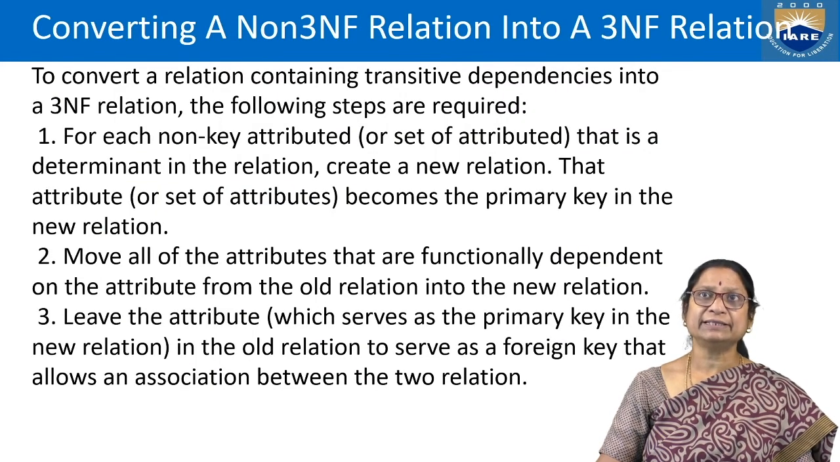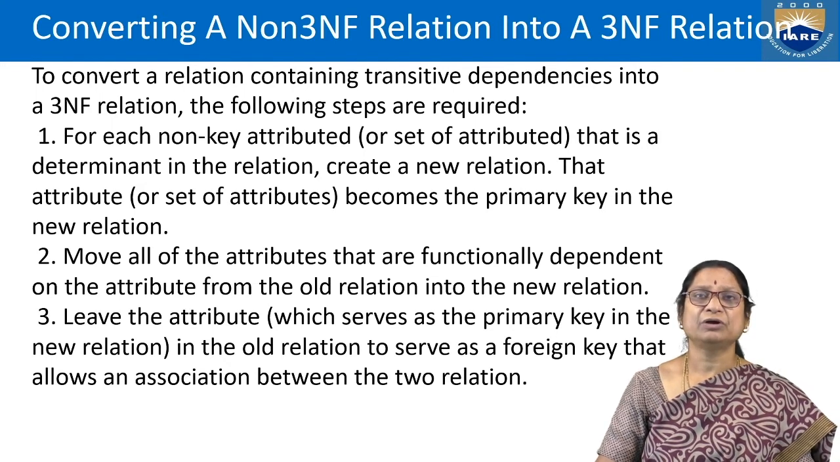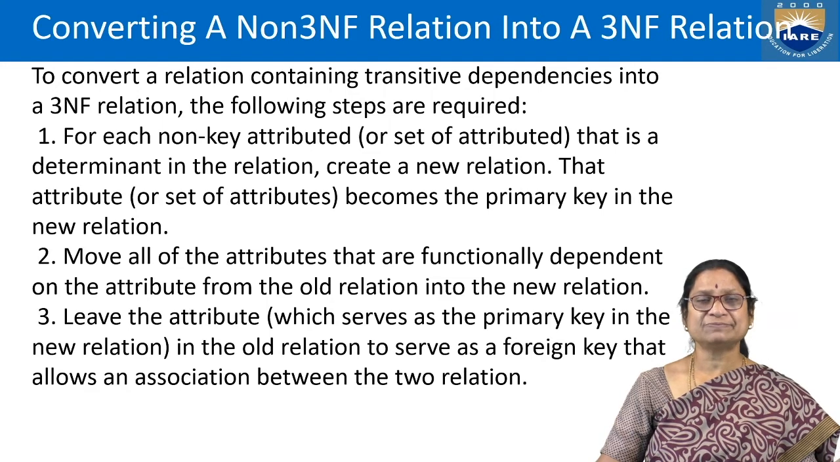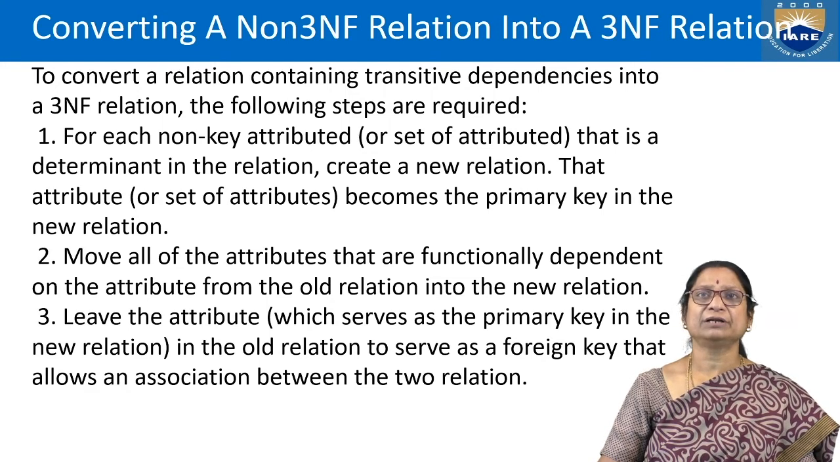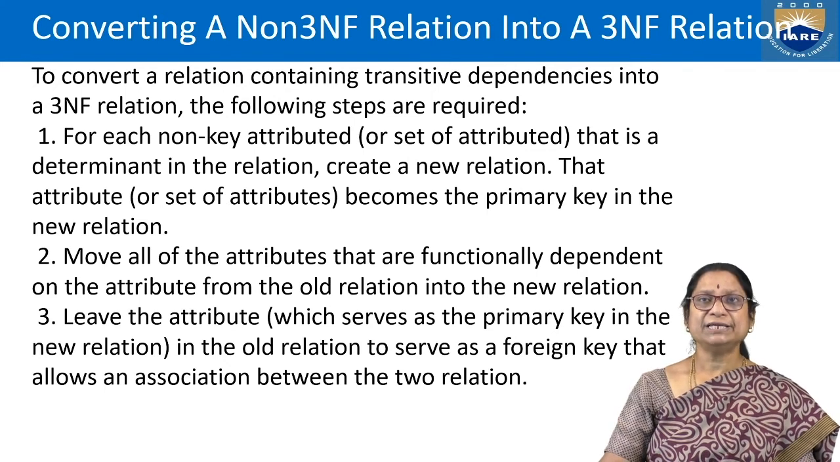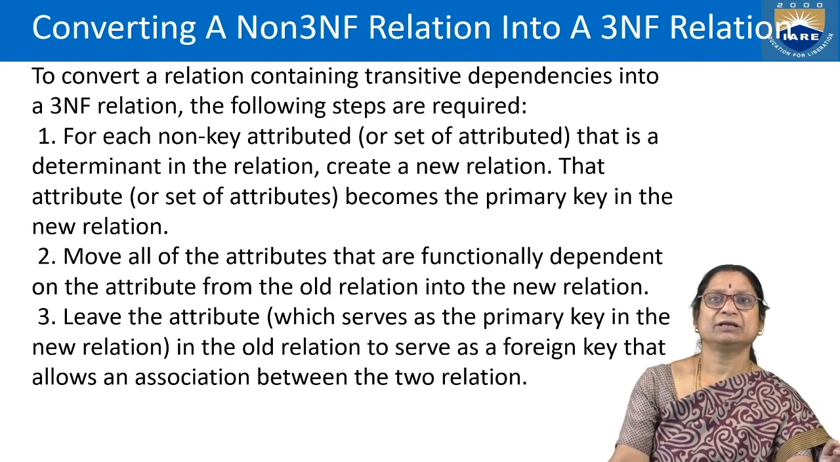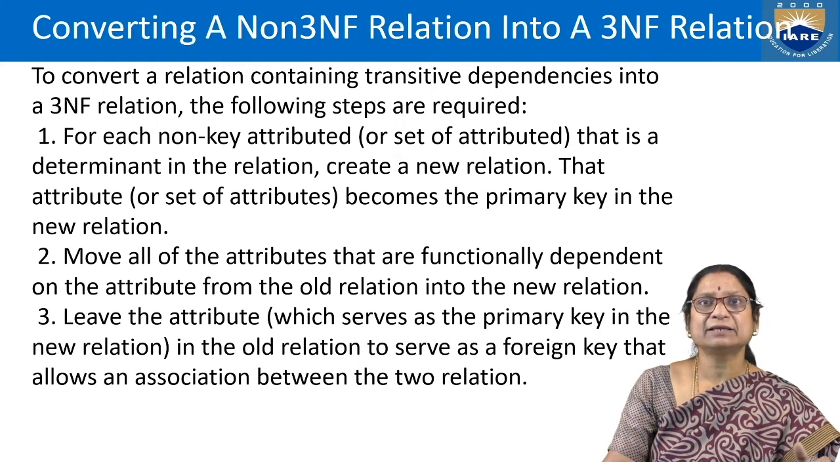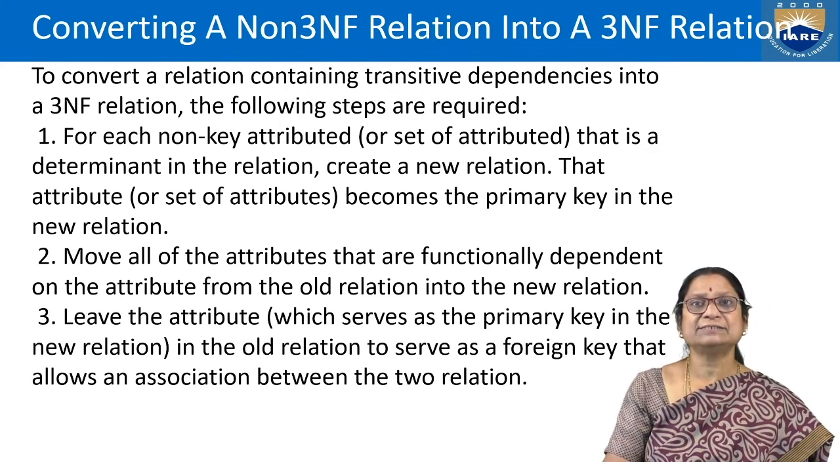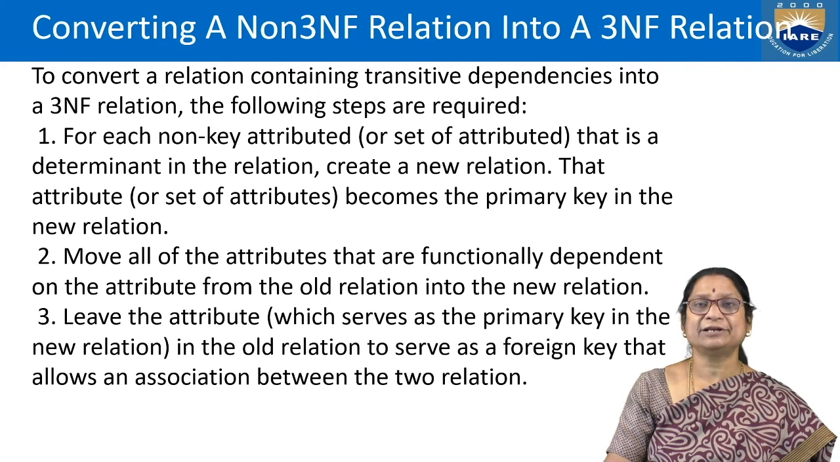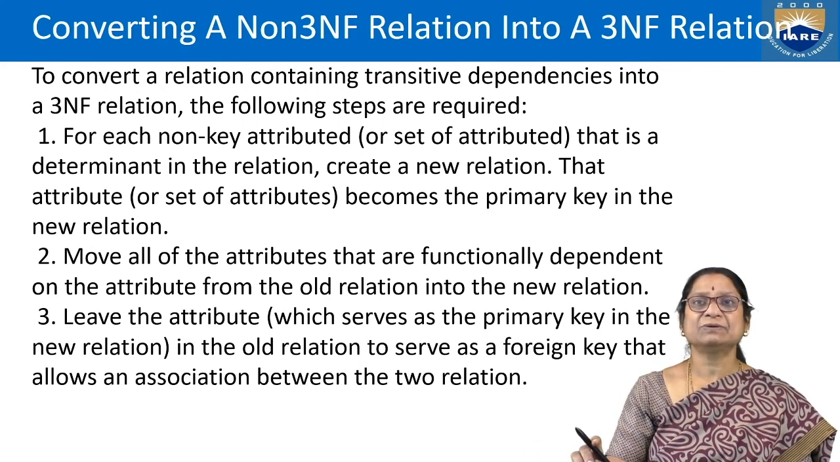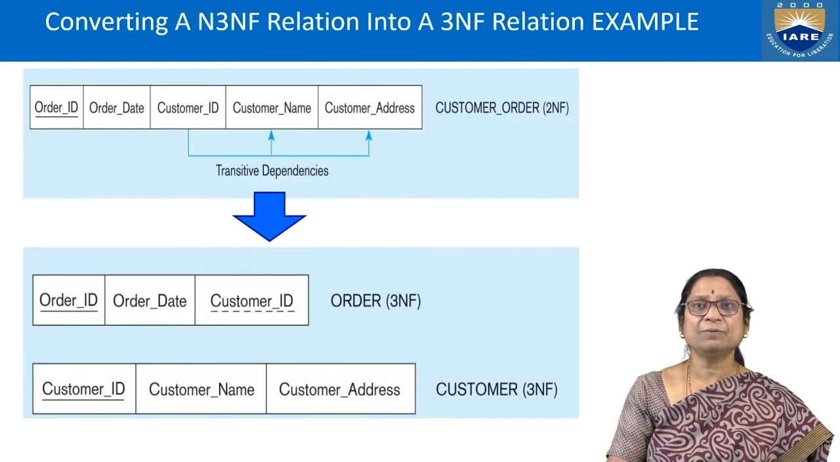So we have to convert a non-3NF relation into 3NF. First, what do we need to check? Our relations must be in 2NF first. Then we have to convert. To convert a non-3NF relation into a 3NF relation, for each non-key set of attributes that is a determinant in the relation schema, create a new relation. That is, for each transitive dependency, create a new relation. One of them will become your key, so that the transitive dependency can be eliminated. We are going to decompose our relation in such a way that the transitive dependency related attributes will be in one relation and other attributes in some other relation. So the decomposition has to be done.